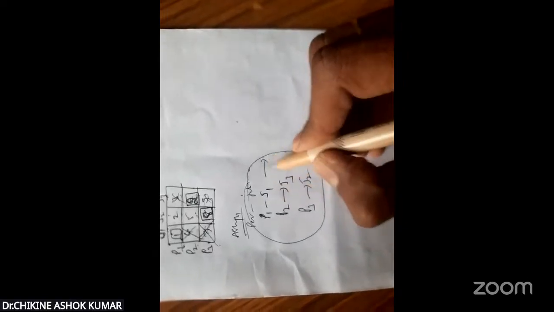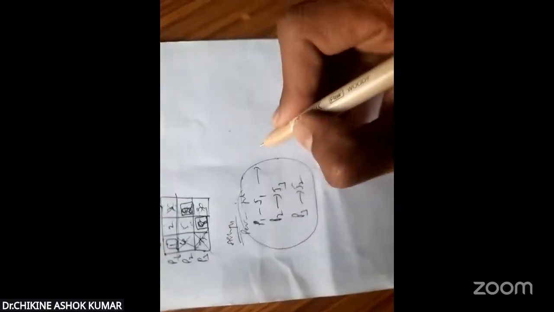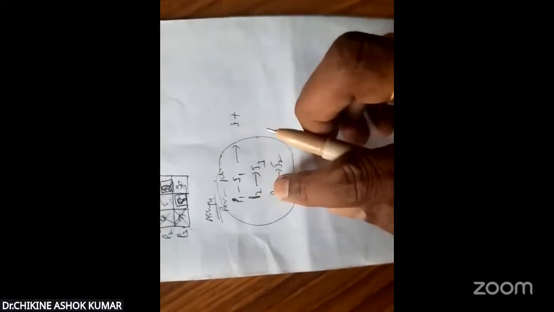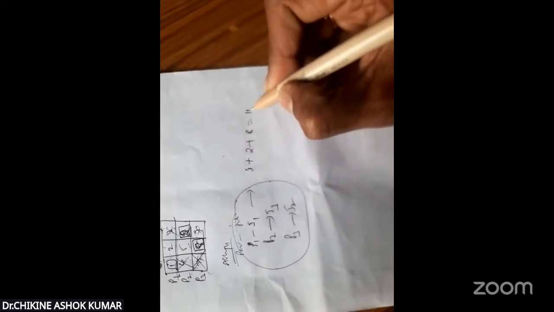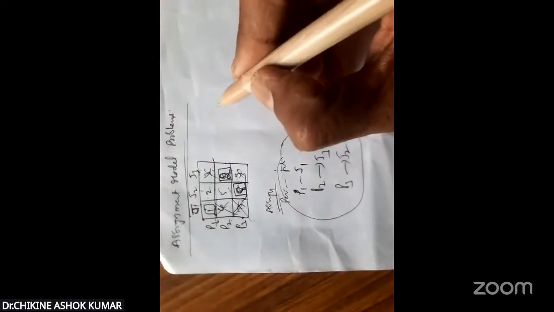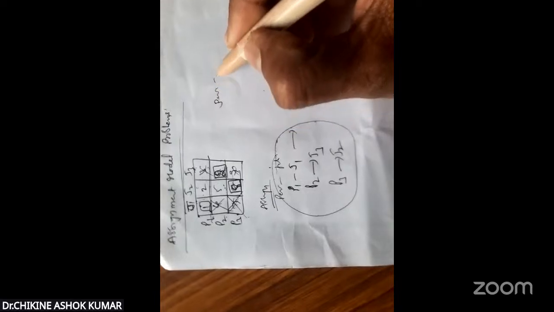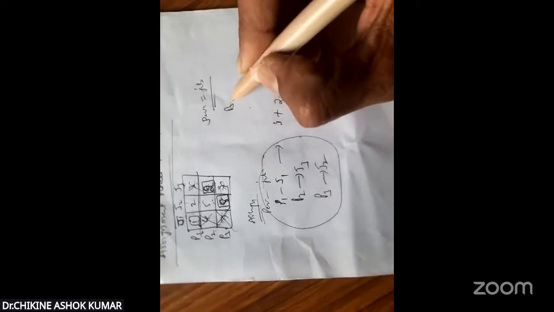But what is the final duration? P1 is done with the J1 job within 1 hour. Let's add all this. Plus P2 is done with the J3 job within 2 hours. Similarly, P3 is assigned to the J2 job and will finish the work within 8 hours. So 1 plus 2 plus 8 means within 11 hours this entire task will be finished. Like this, we have to take the assignment. Here the number of jobs equals the number of persons, therefore this is a balanced assignment problem.